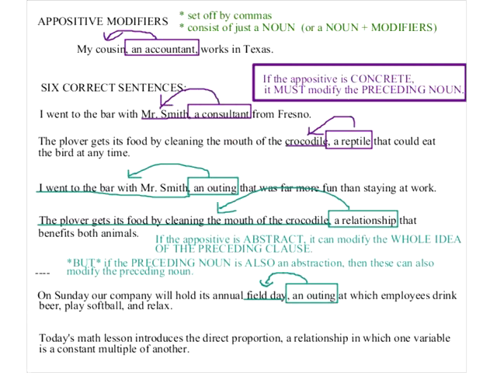So same thing here. A relationship in the last sentence talked about the whole interaction between the plover and the crocodile. But in this case, it doesn't. In this case, a relationship just describes direct proportion, because direct proportion is also an abstraction. I mean, the direct proportion is the name of a relationship. So you can't hold this in your hand, you can't smell this, you can't touch it. Neither can you with this. You can't hold a direct proportion in your hand either. So as a result, a relationship can describe a direct proportion.